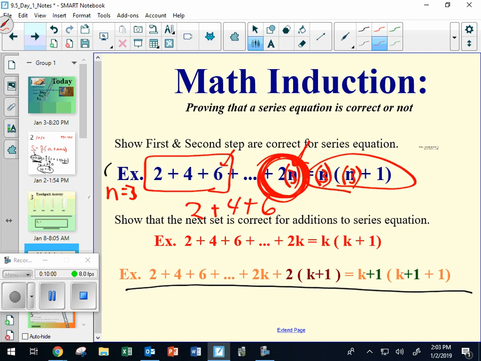So 2 plus 4 plus 6 equals 3 times 3 plus 1 is 4. And look at that, it actually worked. Did I prove it works for everything? No. I just proved that it worked for n equals 3.